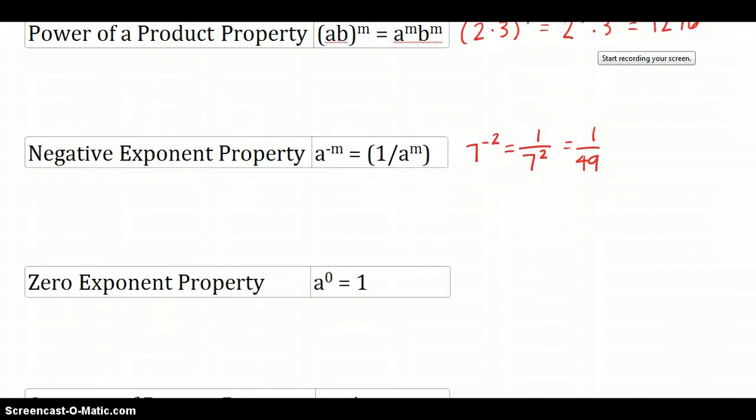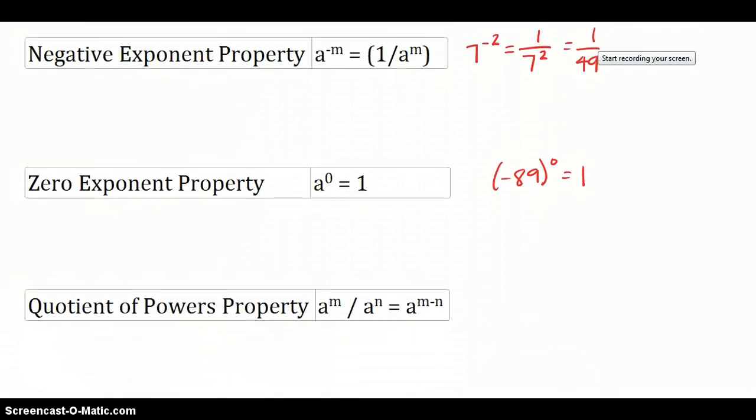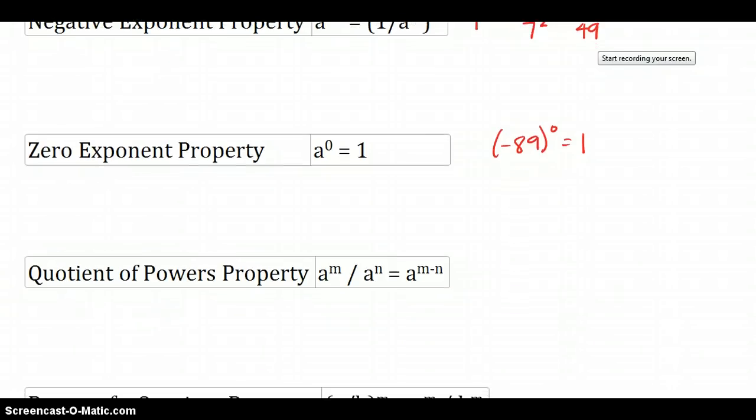The next property is the zero exponent property. All that says is anything to the 0 power gives you 1. Pretty simple. If you had negative 89 to the 0 power, that equals 1. Anything to the 0 power equals 1. That one's pretty simple. Next one is the quotient of powers property.